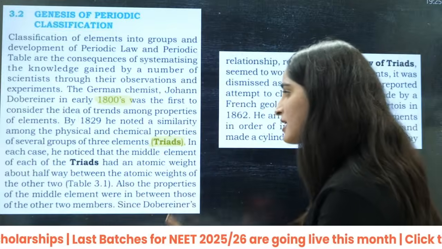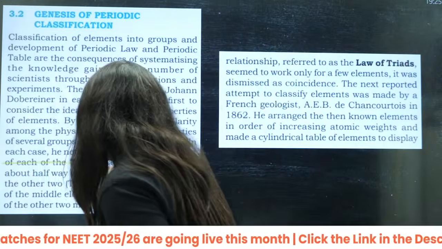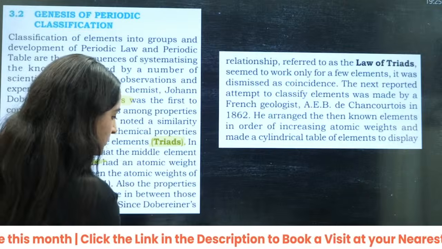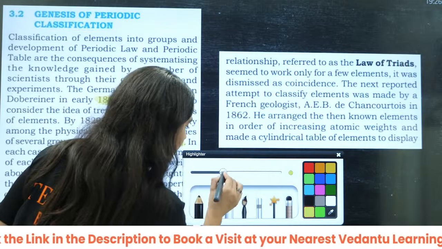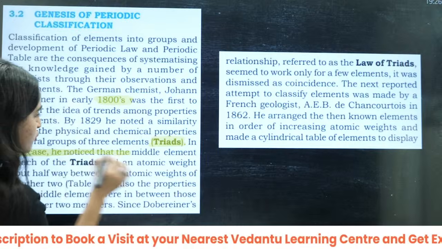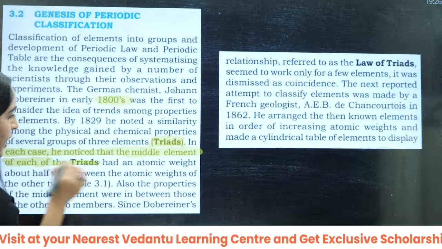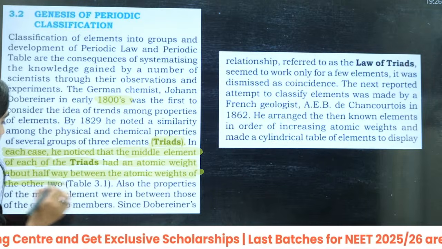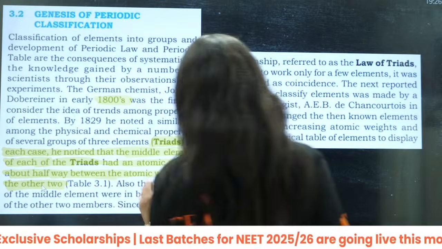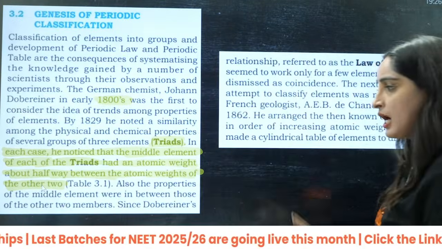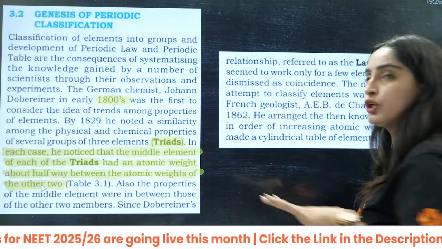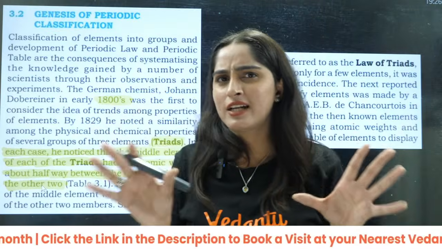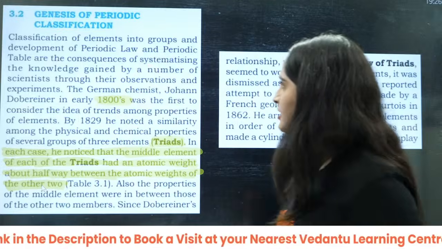In each case, he noticed that the middle element of each triad, write it here, middle element of each triad, just underline this here, has an atomic weight about halfway between the atomic weights of the other two. That means the average of the other two. Also, the properties of the middle element were in between those of the other two members. That means if it is increasing, it will increase; if it is decreasing, it will decrease. That means some kind of similarity he was able to understand, right?